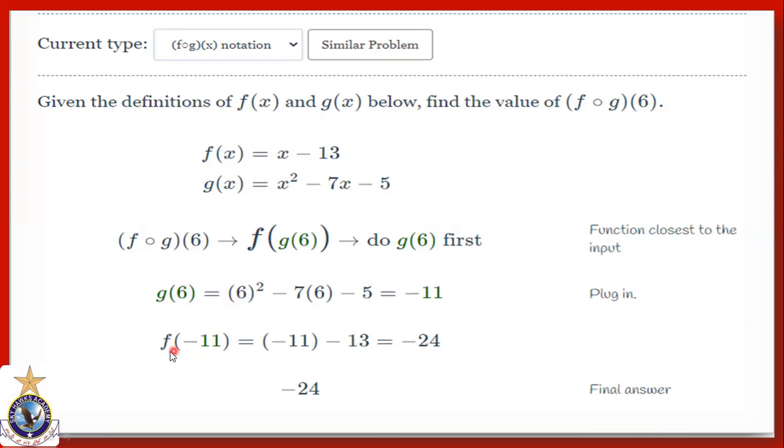Okay. Now f of -11. Because -11 was the output of g of x, the second function, and this -11 is now the input for f, keeping the order in mind. So when we put this -11 over here, with -13 already there, we get -24. This is the final answer.